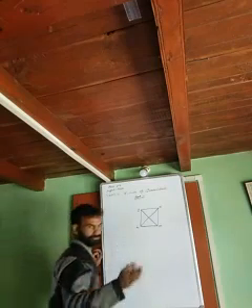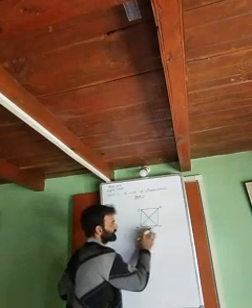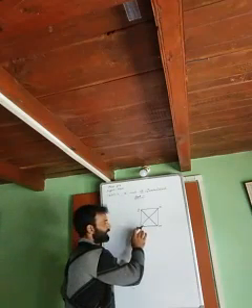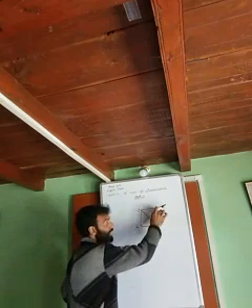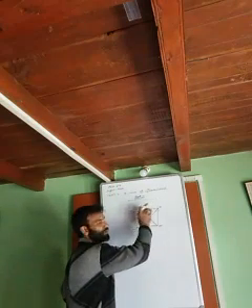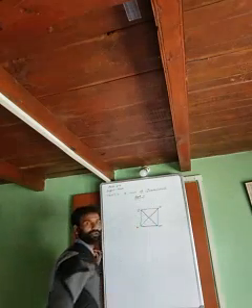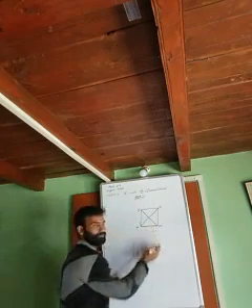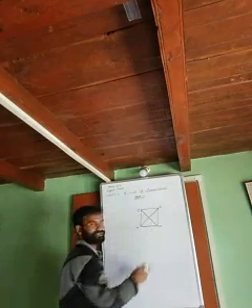We have adjacent angles, angle L and angle M. These two angles are adjacent angles because they are at the ends of the same line. Similarly, angle M and angle N are adjacent angles. Angle N and angle O, these two are adjacent angles. Angle O and angle L, these two are also adjacent angles. Why? Because they are at the ends of the same line segment. So we have adjacent angles.